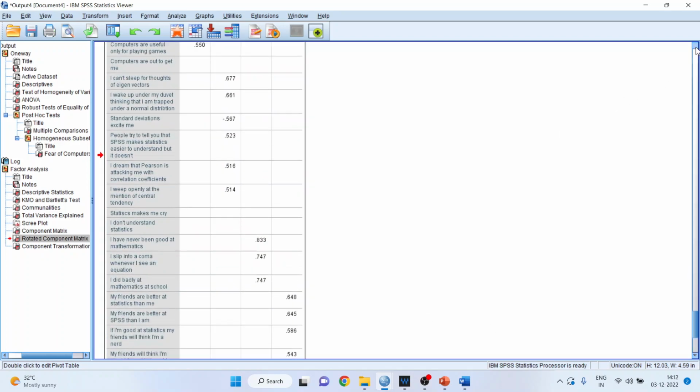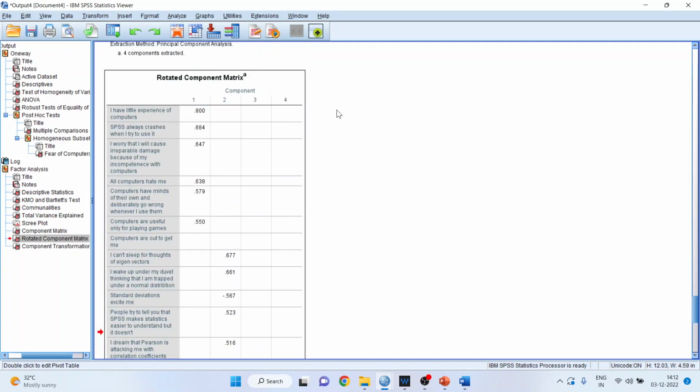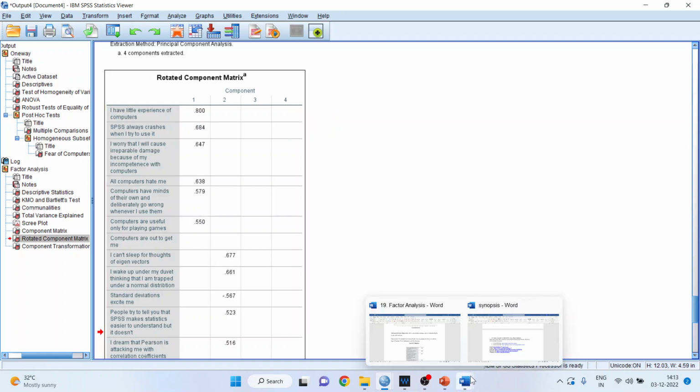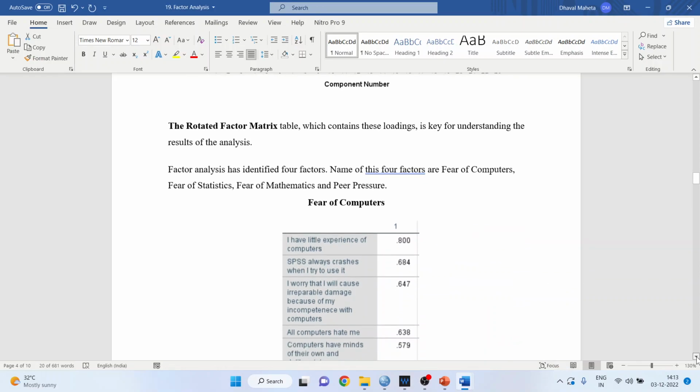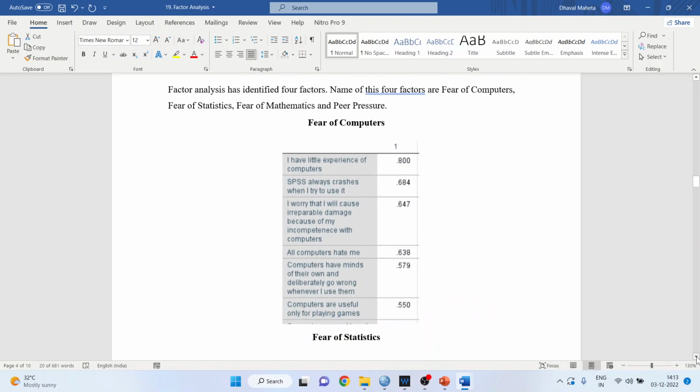Or in other words, you can say this is first factor, second factor, third factor, fourth factor, which means that in first factor all the statements are clubbed together. In second factor all the statements are clubbed together. In third and fourth, the remaining statements have been clubbed. Now what interpretation we will get from here? Let us see. The factor analysis has identified 4 factors.